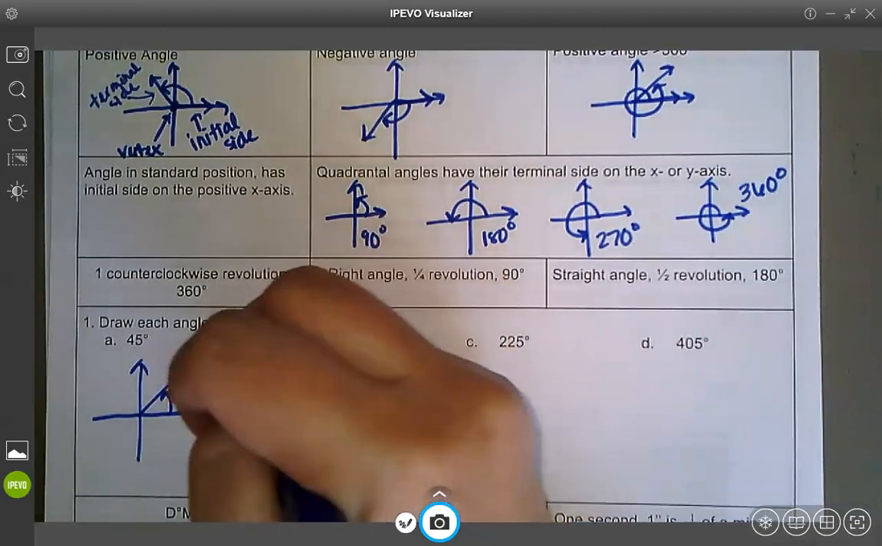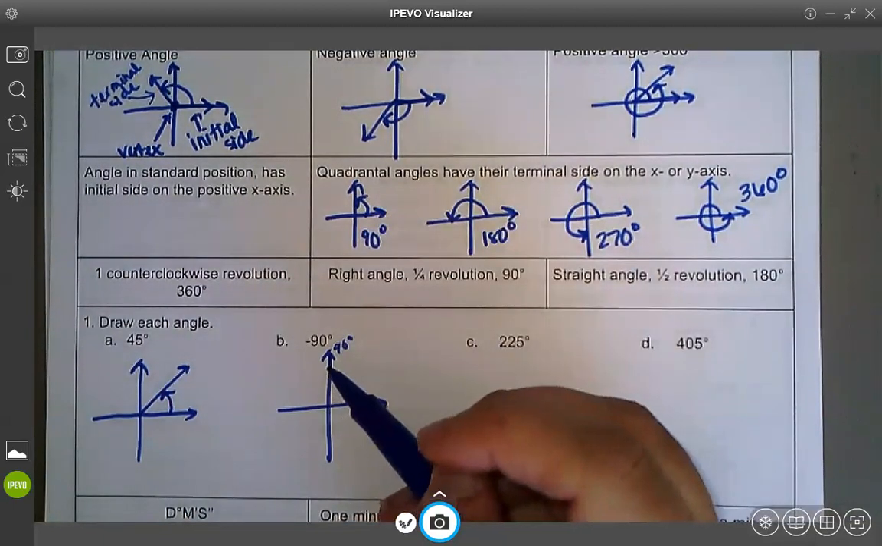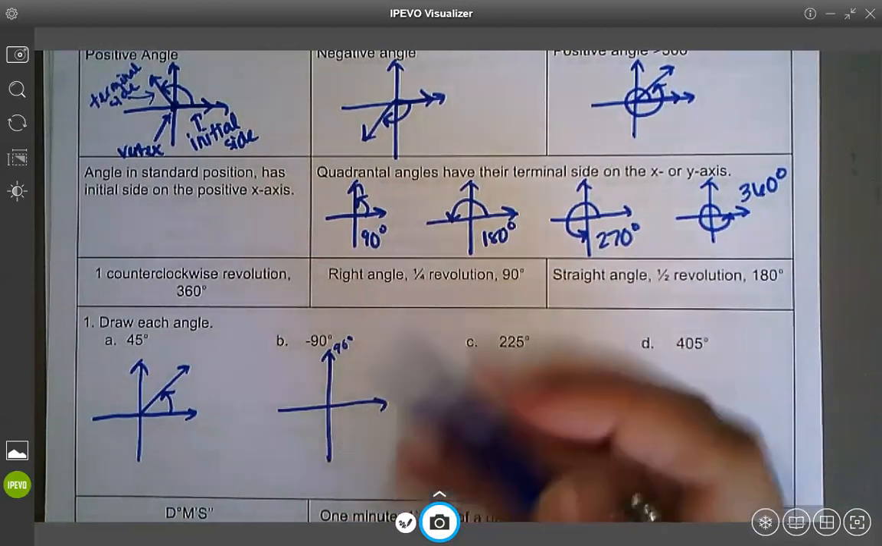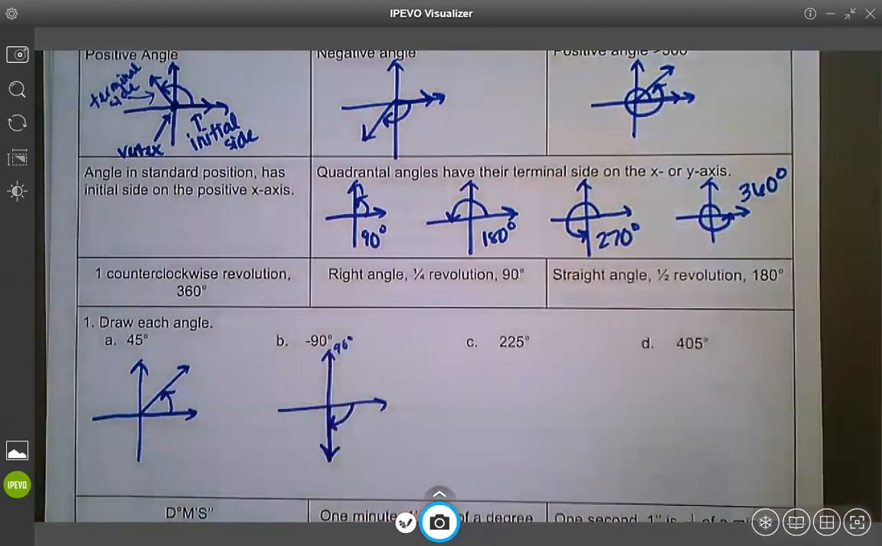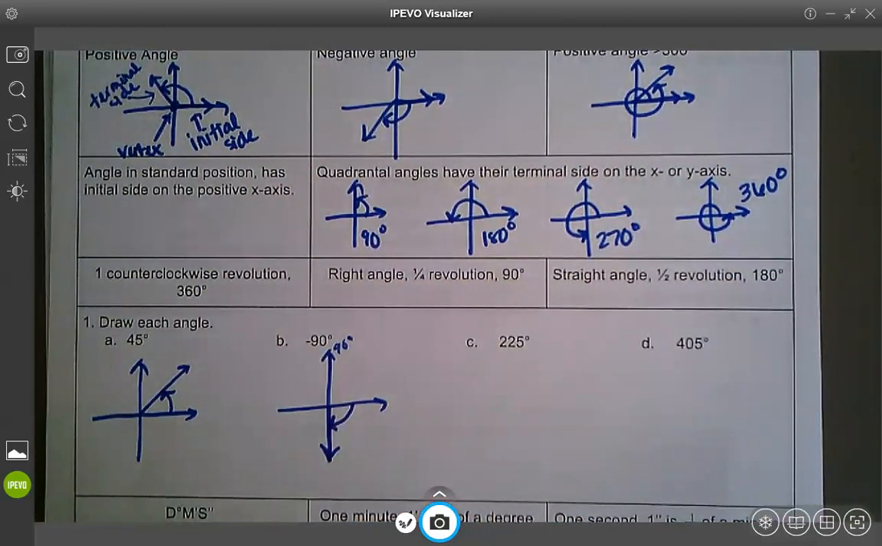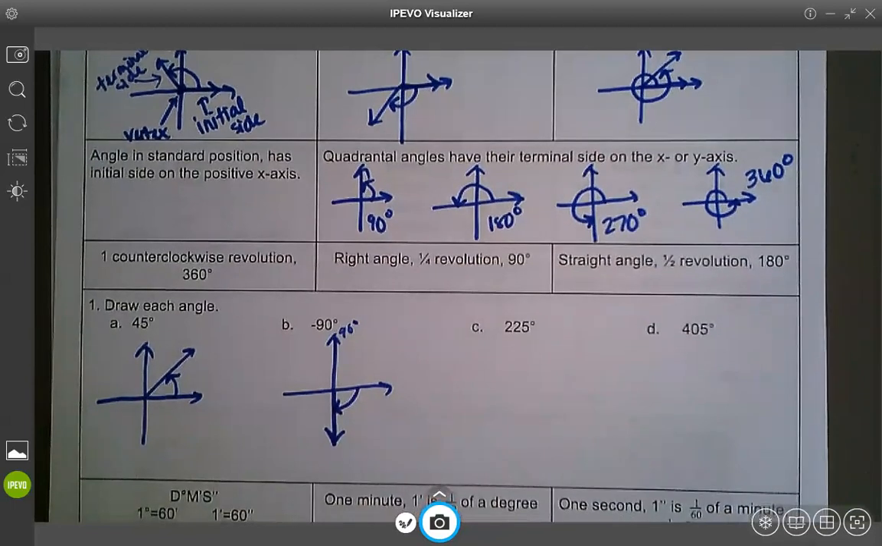Negative 90 degrees, so positive 90 would be here. So I'm going to do the same thing, just opposite. Negative 90 degrees will go this way. And it's going to be in the same place as 270 degrees positive.